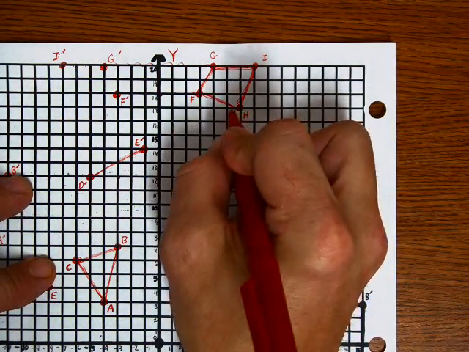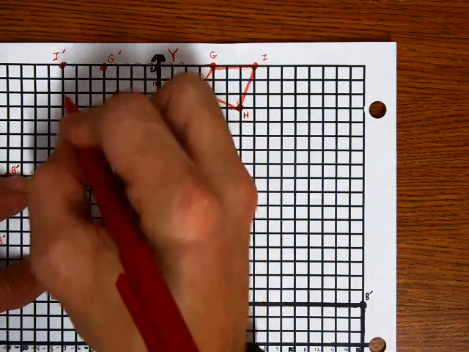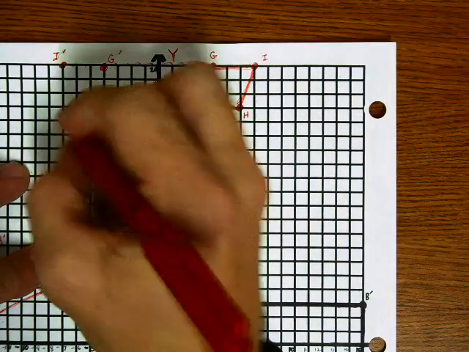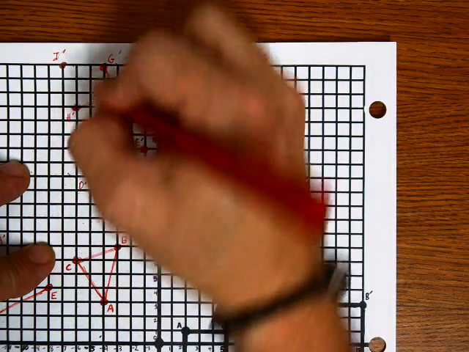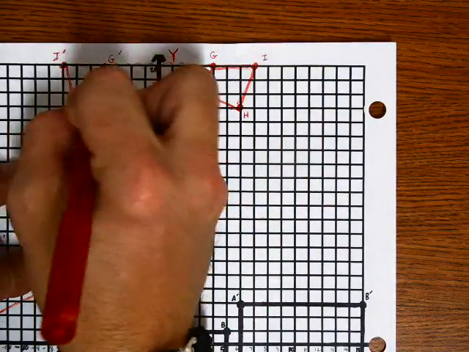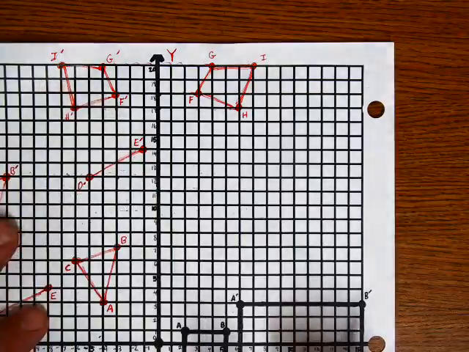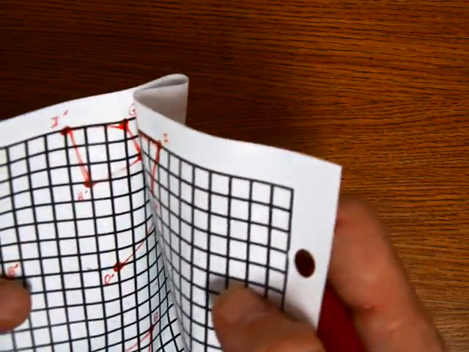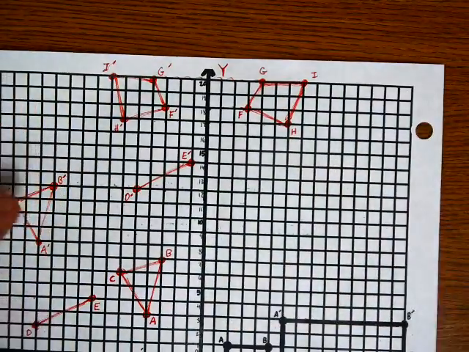And then H is 1, 2, 3, 4, 5, 6 away, so 1, 2, 3, 4, 5, 6 away. Puts it right there. And that is H prime. So now I connect my dots. And as you see, I have a reflection of that shape. If I flip this over, it would look exactly the same. I can't really do that, but if you flip the paper over, maybe you could put these together like this. I don't know how well you can see that, but they would basically create a mirror image of each other.